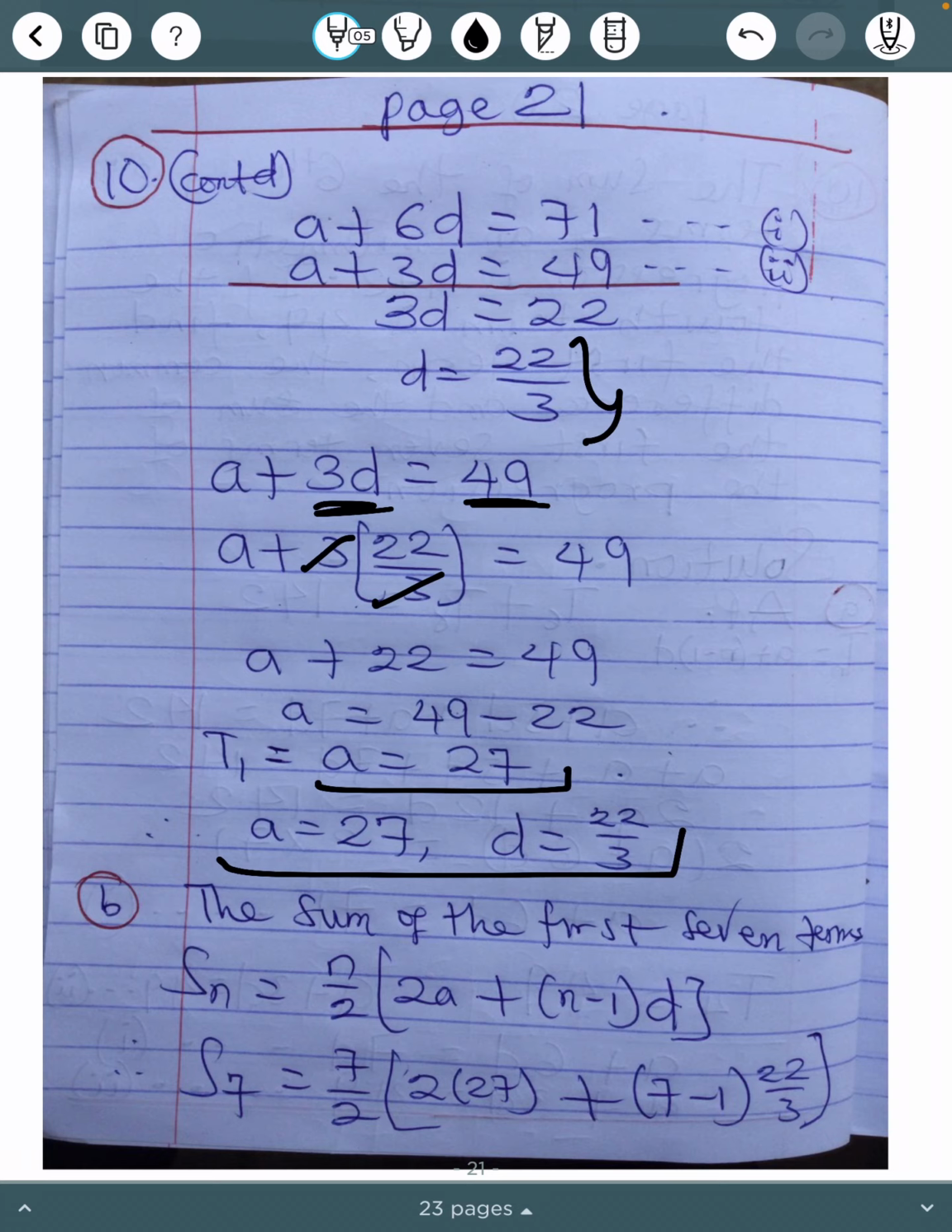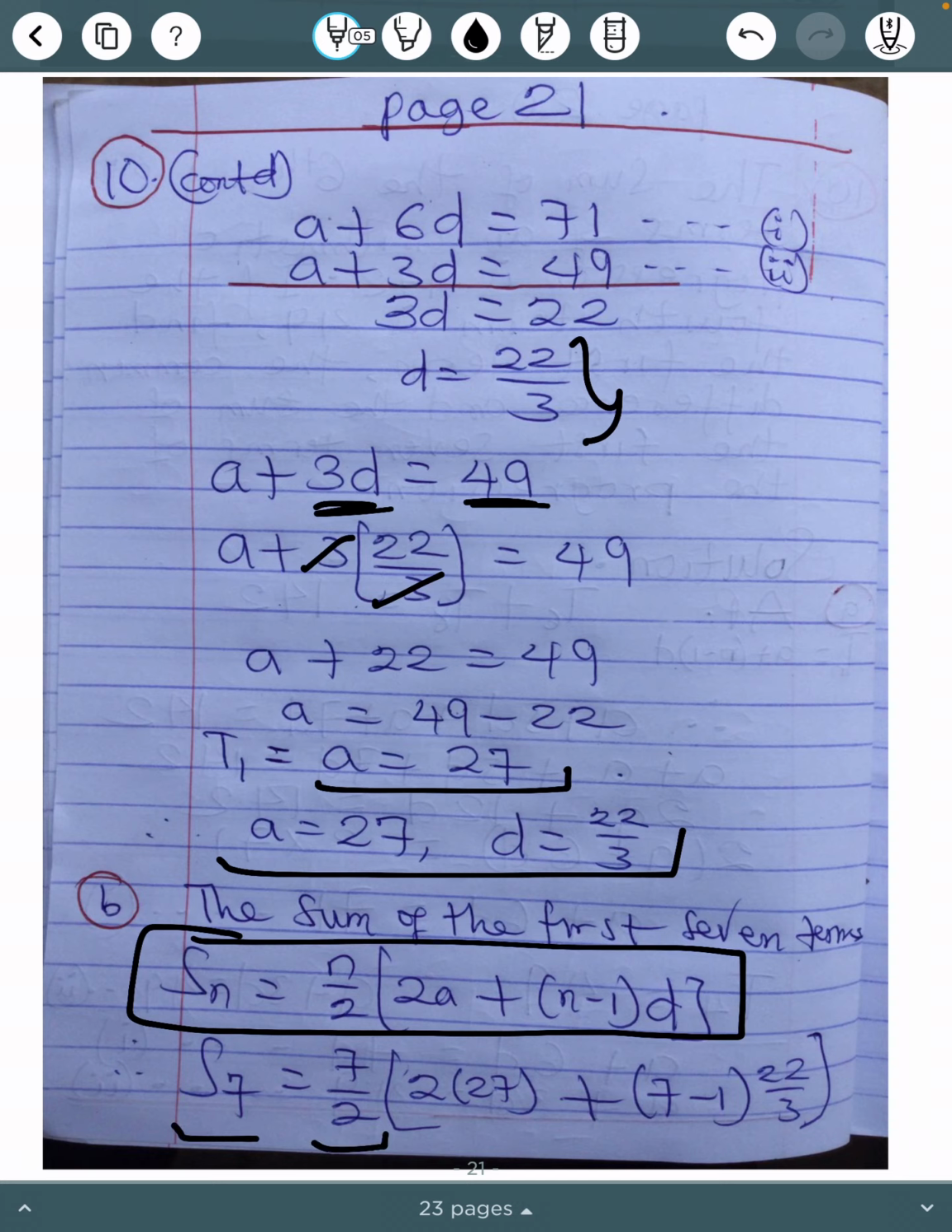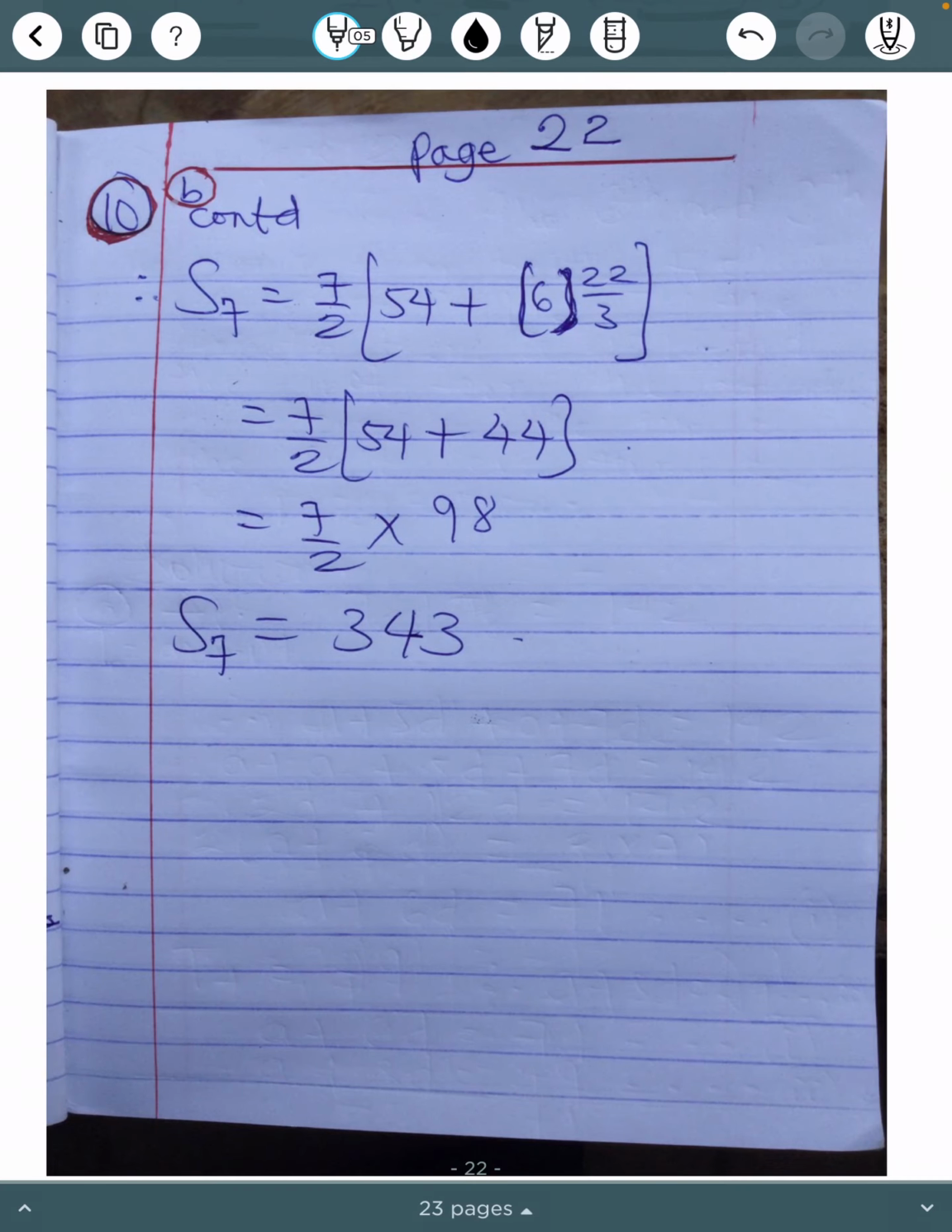Question B says I should find the sum of the first 7 terms of the sequence. That gives me Sn. The formula for finding the sum of n terms is Sn equals n over 2 into bracket 2a plus n minus 1 d. So the sum of the first 7 terms will be 7 over 2 into bracket 2 times a, which is 27, plus 7 minus 1 times d. So that will give you S7 as 7 over 2 times 54 plus 6 times 22 over 3.